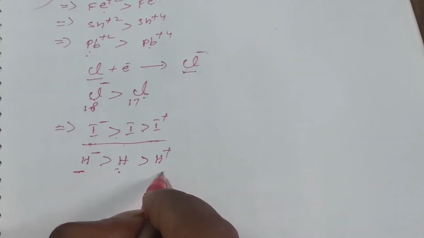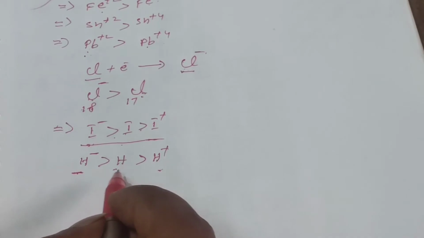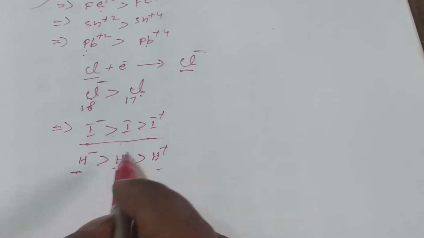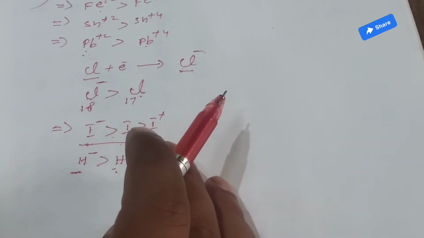Okay students, the radius of an anion is more than that of the atom due to the decrease in effective nuclear charge. Okay students, and this is about that.